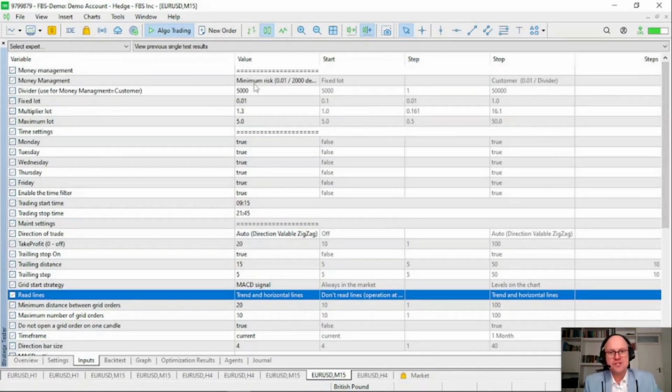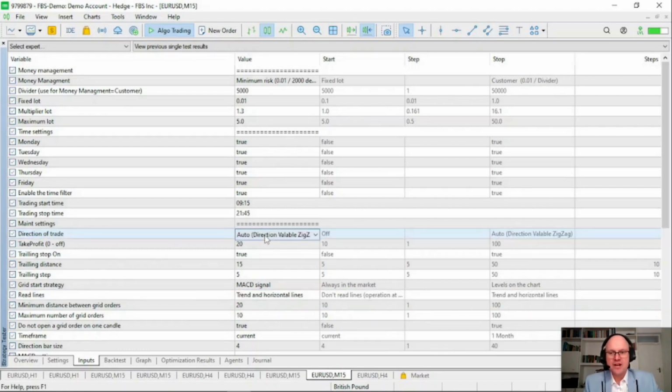Now, very important, the first thing that you need to set is your own money management. And for this, we have 4 different options, including a custom divider that can determine the size of the following grid orders. Now, when it comes to the direction of the trade, where we have those 5 different options, the one that I have been testing is the O2, which trades in the direction of the valuable zigzag indicator, which is running on the 4-hour time frame.